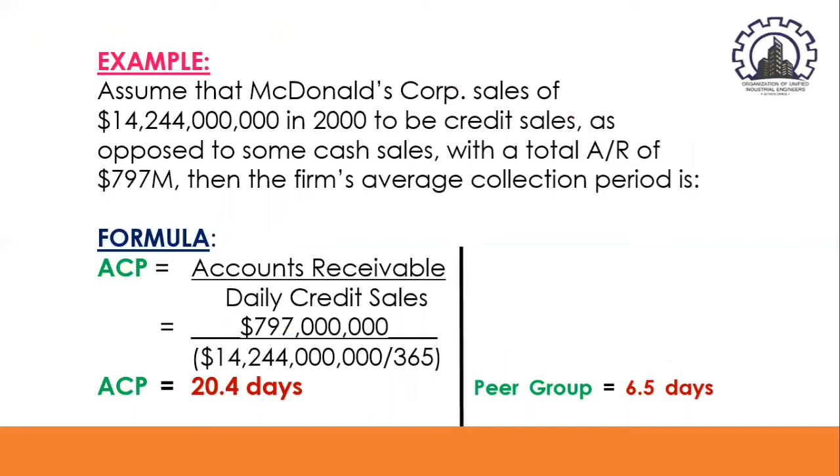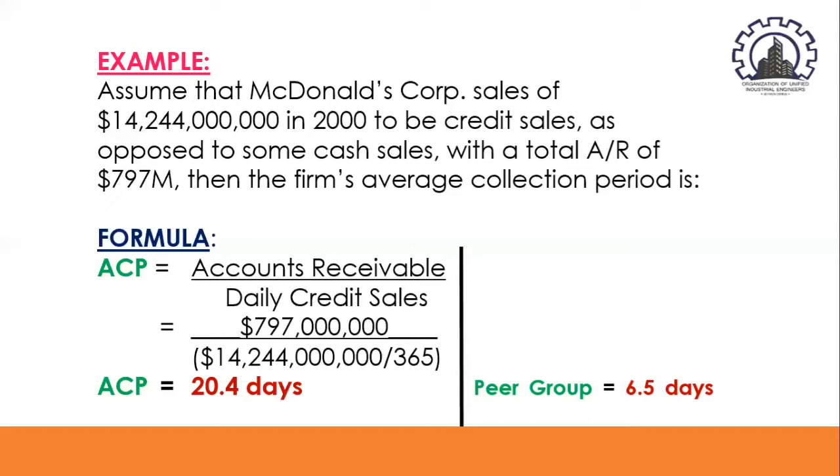Now, this is best understood by providing an example. So here's our example. Assuming that McDonald's Corporation's sales of $14,244,000,000 in 2000 are credit sales as opposed to some cash sales, with total accounts receivable of $797 million, then the firm's average collection period is, by using our formula, accounts receivable, $797 million, divided by daily credit sales of $14,244,000,000 over 365 days, because since it's daily, we need to convert it into days. And remember, there are 365 days in a year.